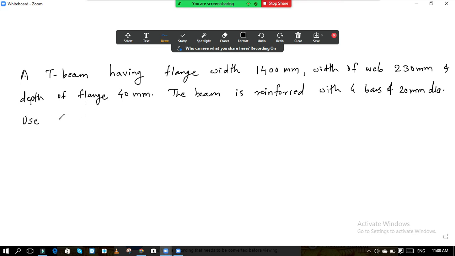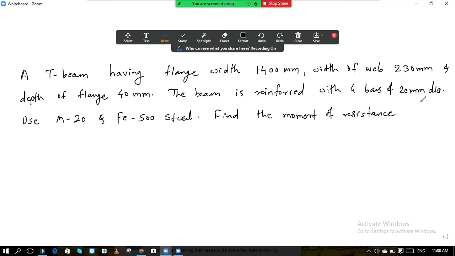Use M20 and Fe 500 steel. Full stop. Find the moment of resistance if the effective depth of beam is 400 mm.